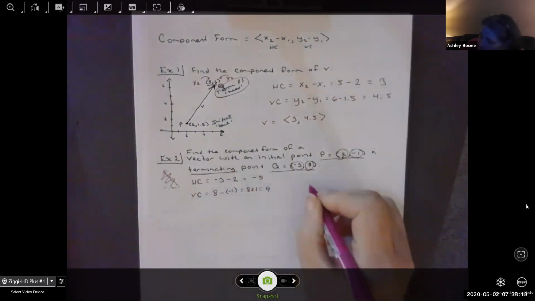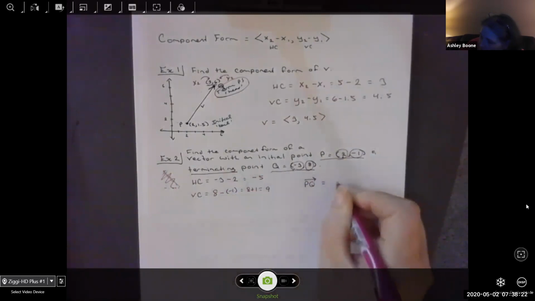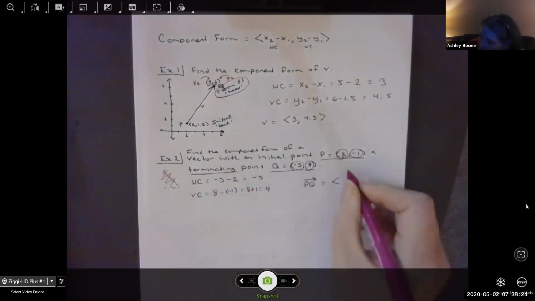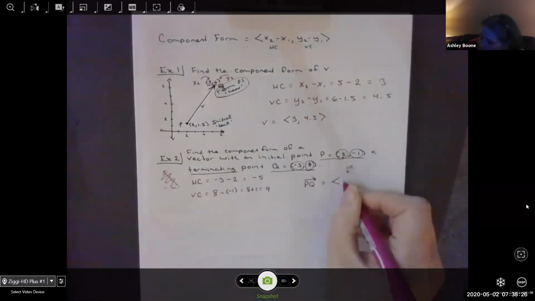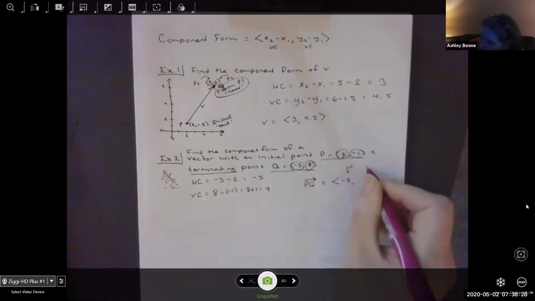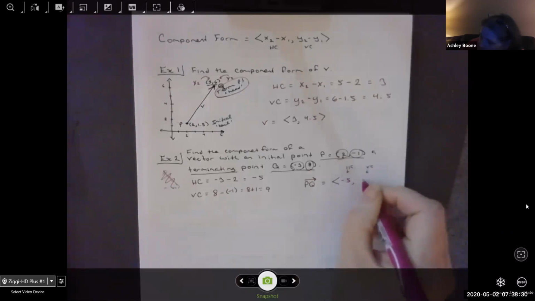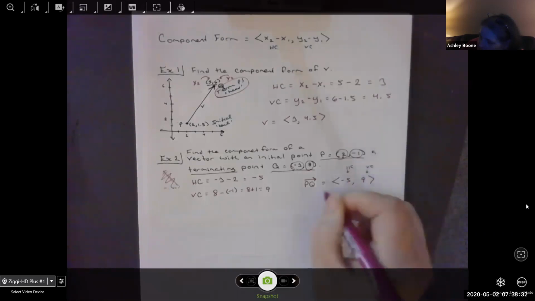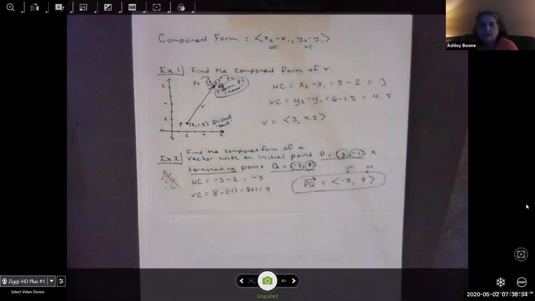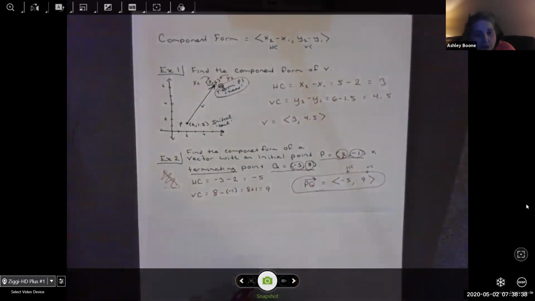So this vector PQ has a horizontal component of -5 and a vertical component of +9. If we start at the initial point, we have to go backwards 5 units and up 9 units to get to the terminating point. This is called the component form. Okay?